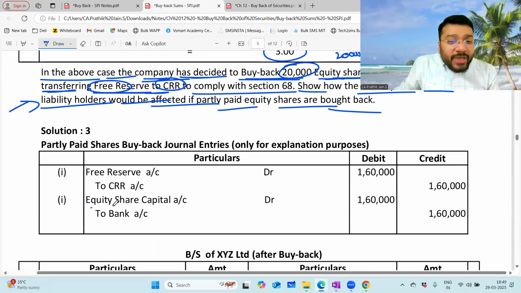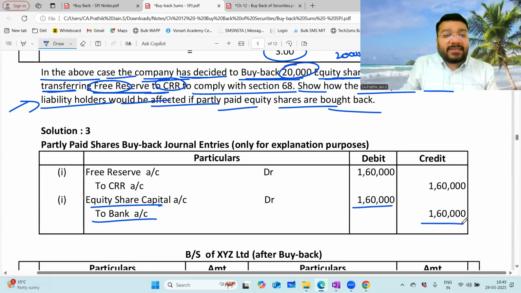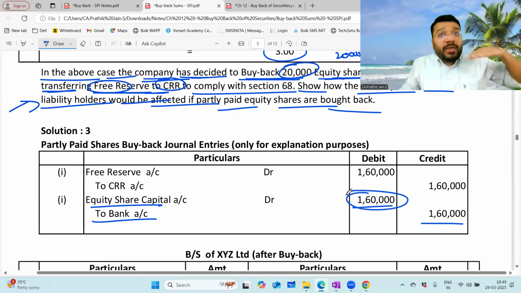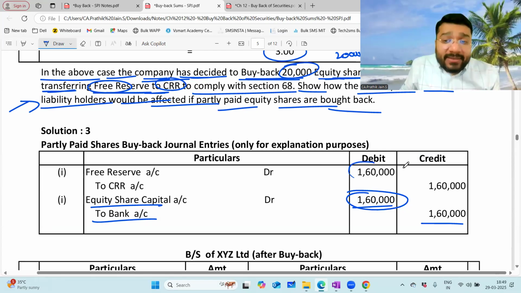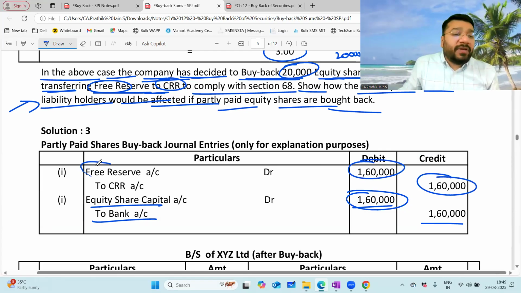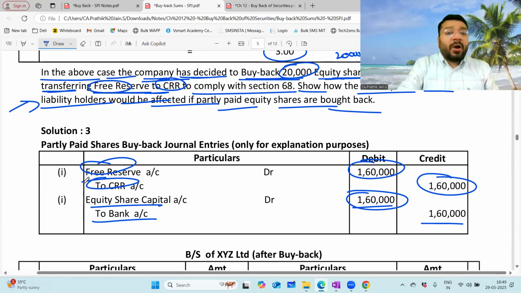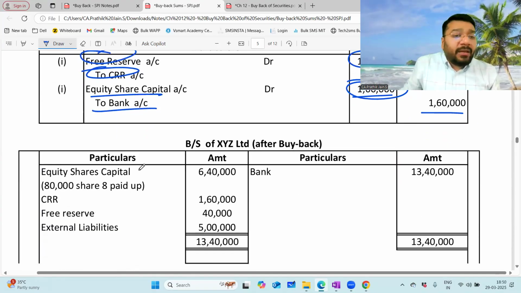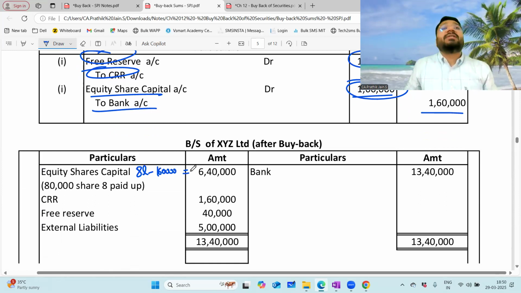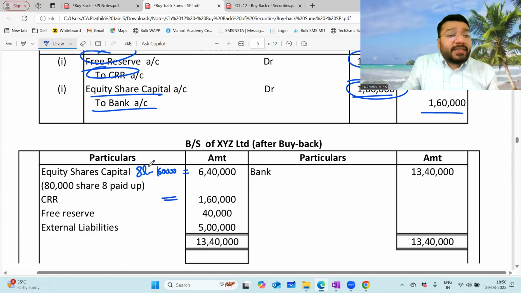So equity share capital account debit to bank 160, 160. Since the capital is reducing, to keep the capital intact, I'm transferring 160 from free reserve to CRR. Correct? Now, how does the balance sheet look? Capital was 8 lakh. In that, 1,60,000 got reduced. So balance is how much? 640. And in place of that, CRR came for 160. If 160 is reducing here, 160 got added here.